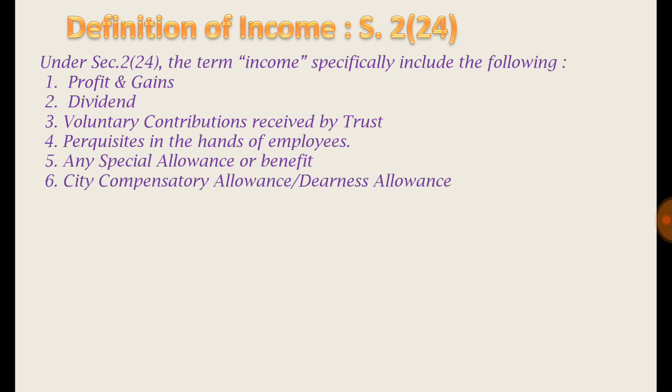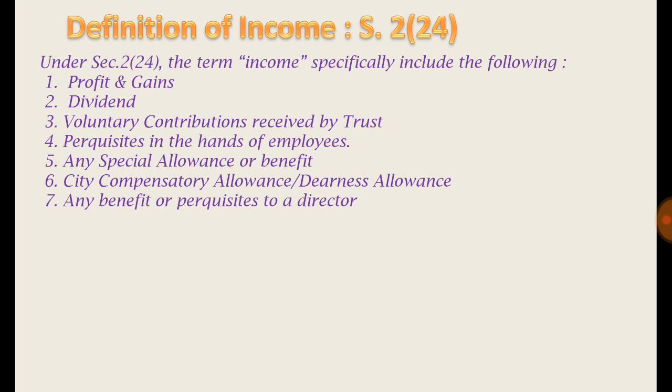Then city compensatory allowances and dearness allowances. Such income can specifically be received by a salaried person who changes their residence, to go to a place where the cost of living may be higher than other places. So city compensatory allowances can be given, and dearness allowances can also be given. This is also income for the purpose of section 24.